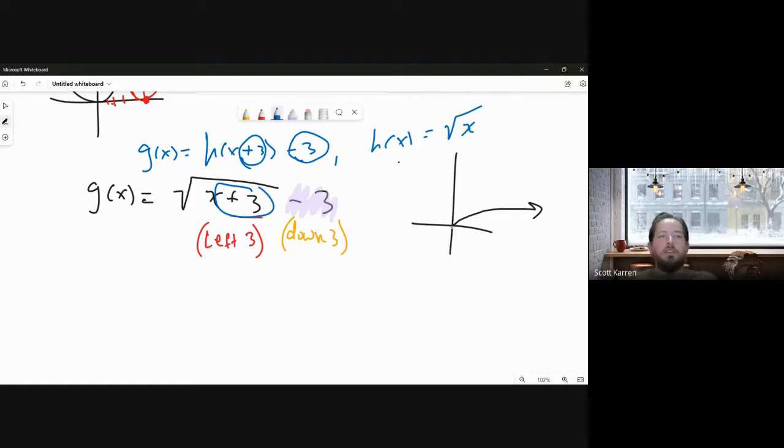And so that's all I need to know. From this graph, I can just go down 3, 1, 2, 3, and then also left 3. So it'll start here, and then I get that square root function, look, back out of it. And that's the graph of that function.